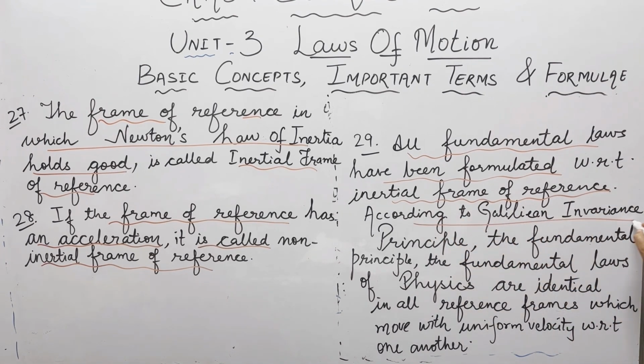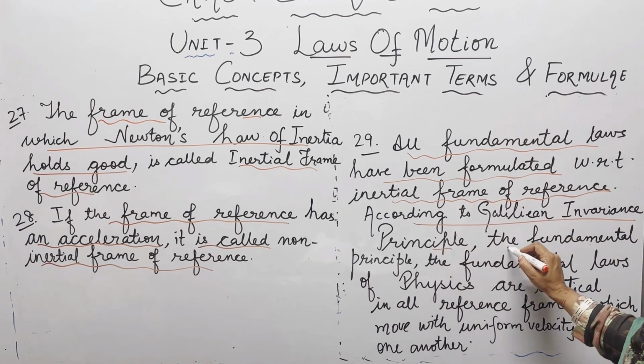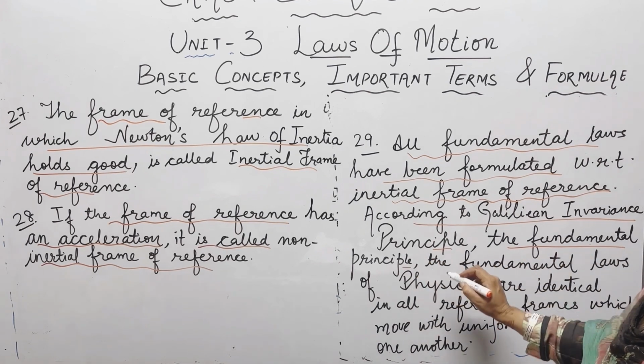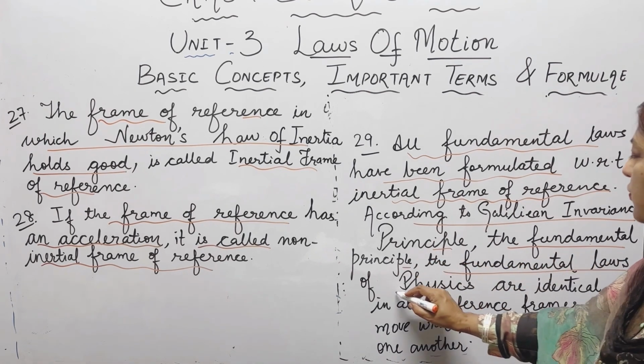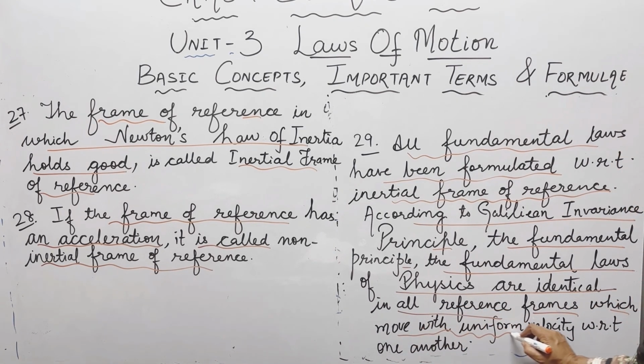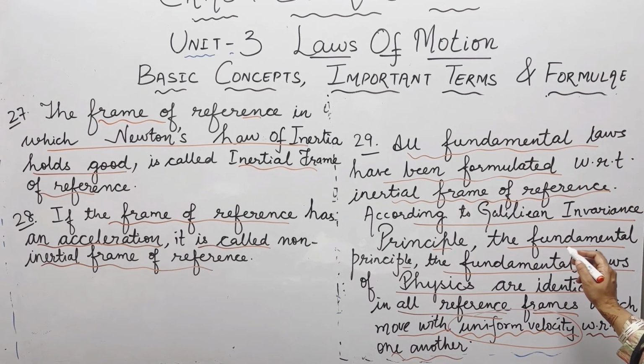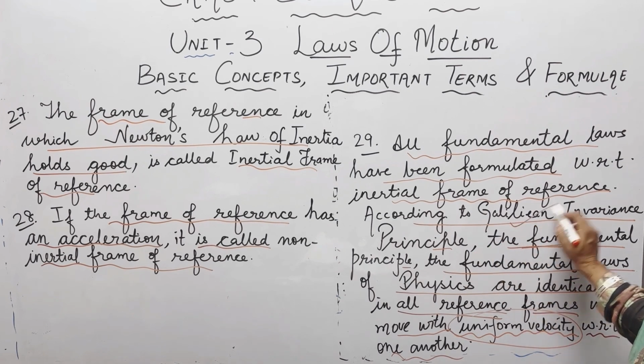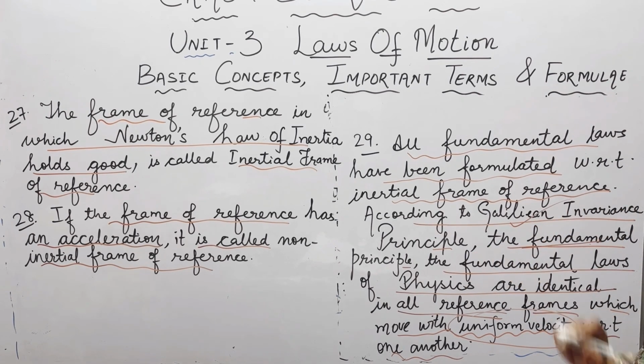According to the Galilean invariance principle, the fundamental laws of physics are identical in all reference frames which move with uniform velocity. Uniform velocity means there is no change in the velocity, that is, with respect to one another. This is the fundamental principle that goes with the Galilean invariance principle.